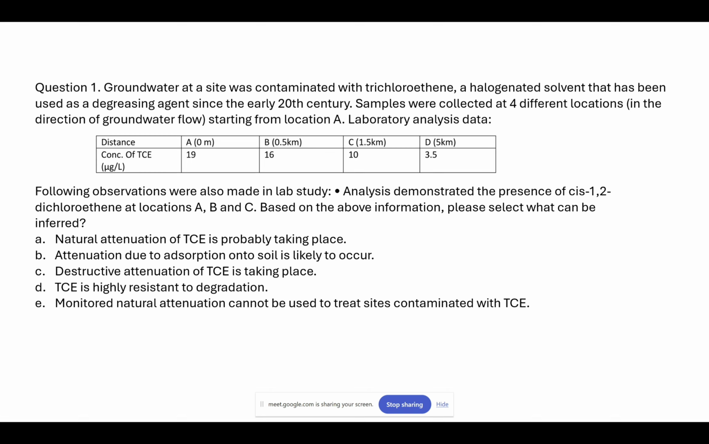B is attenuation due to adsorption onto soil is likely to occur. C, destructive attenuation of TCE is taking place. D, TCE is highly resistant to degradation. Or E, monitored natural attenuation cannot be used to treat sites contaminated with TCE. So I will give you 4 minutes. Just take your time and write the option which you think is correct in the chat box, and then we will discuss.